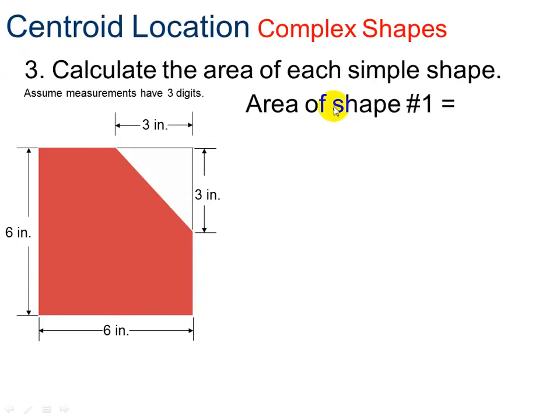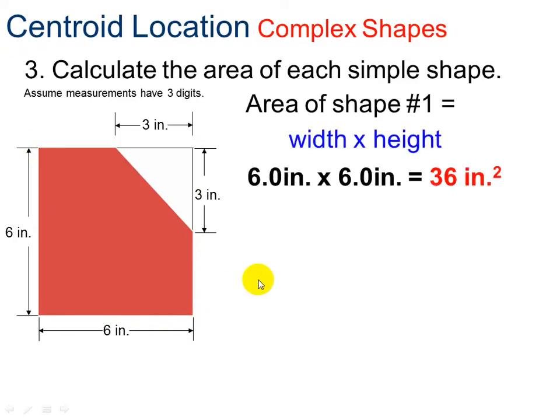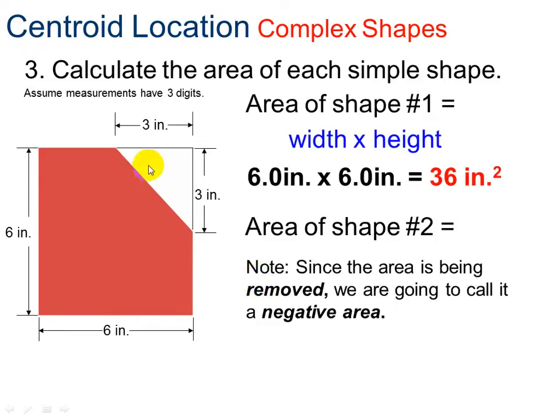So let's calculate the area of shape 1, the whole square. It is 6 by 6, so the area will be 36 inches squared. And then let's calculate the area of my shape number 2, which is a triangle, so it's going to be base times height, 3 times 3, and then we're going to divide by 2.